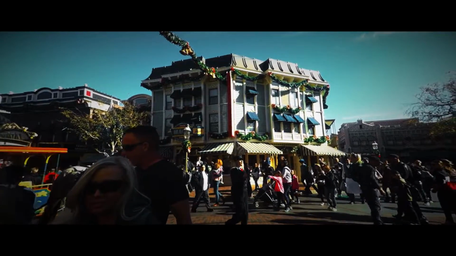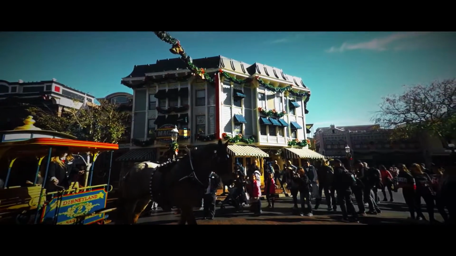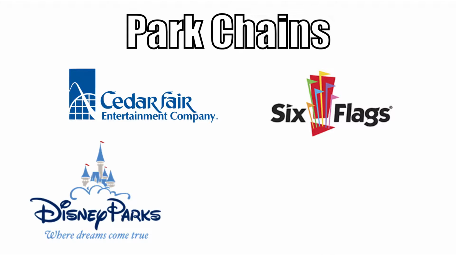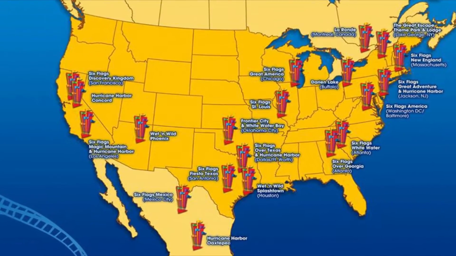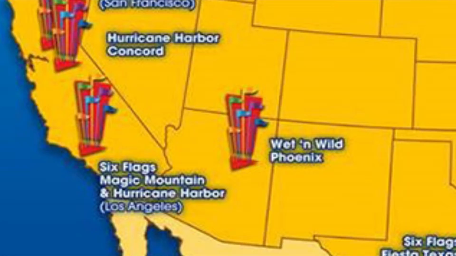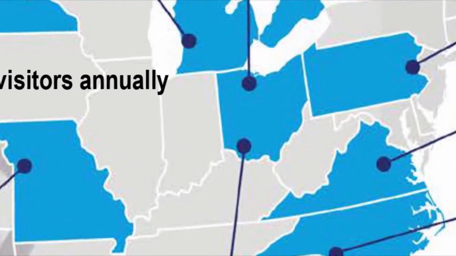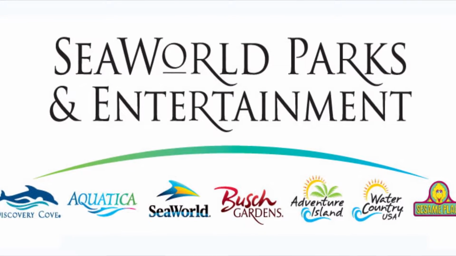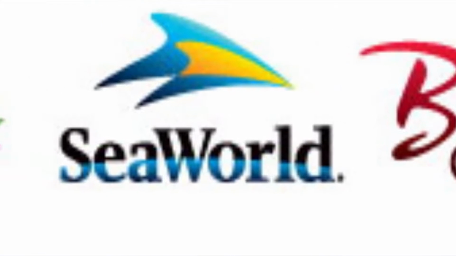If you're a new enthusiast, you probably know about the Disney parks, but that's not all. If you live in America, the 5 main park chains are Cedar Fair, Six Flags, Disney, Universal, and SeaWorld. There are currently 19 Six Flags parks, including Six Flags Magic Mountain in California. There are 11 Cedar Fair parks, including Cedar Point in Ohio. There are 6 SeaWorld parks, including 2 Busch Gardens parks and 3 SeaWorld parks.